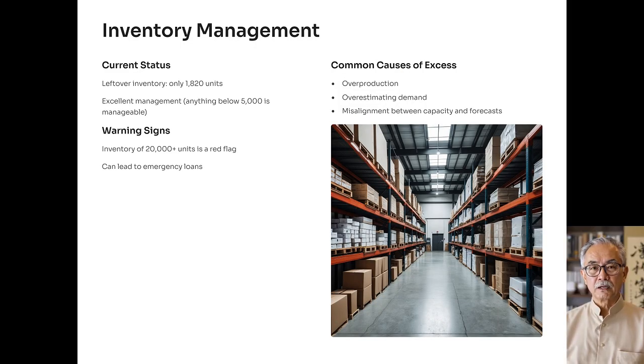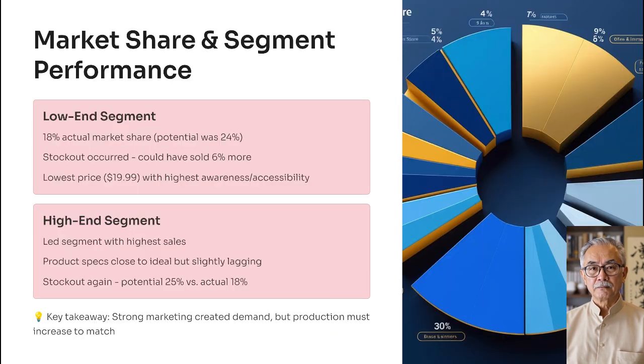Part 4. Inventory levels. Avoiding trouble. Flip to the financial summary section. Look closely at inventory levels. In this round, our leftover inventory was only 1,820 units. That's excellent. Anything below 5,000 is manageable. However, if you start seeing inventory of 20,000 plus units, that's a red flag and can lead to emergency loans. Common causes of excess inventory: overproduction, overestimating demand, not aligning capacity with marketing and sales forecasts. In our case, we managed inventory very efficiently.